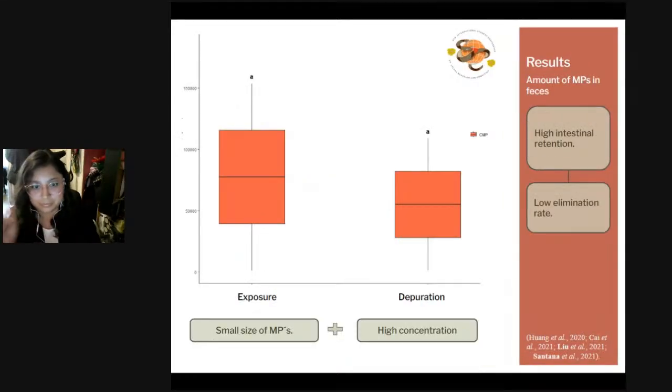Finally, for the amount of microplastic in feces, we didn't find any significant difference between the exposure and the depuration period. And this may be because the microplastics were very small and we had a high concentration. So there was a high intestinal retention and low elimination rate.